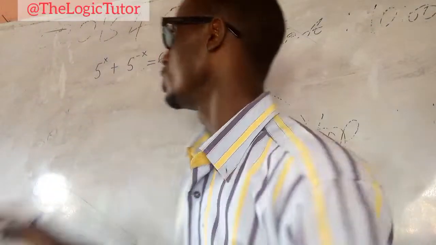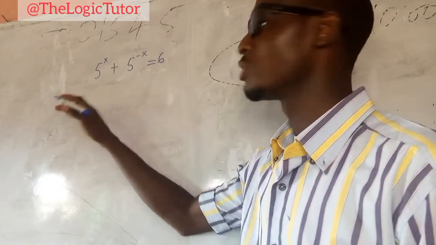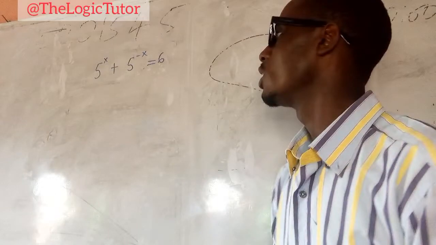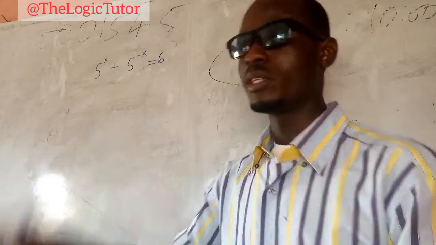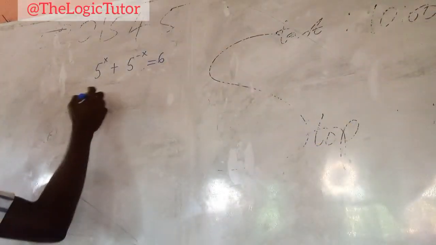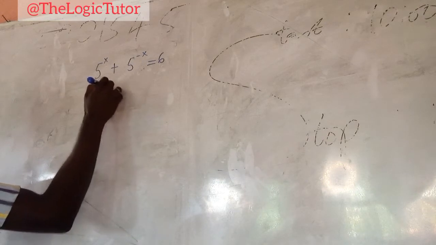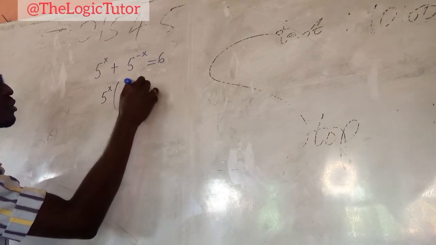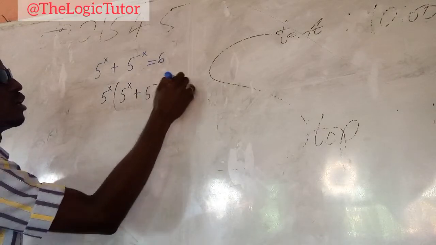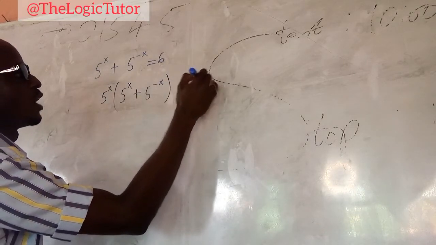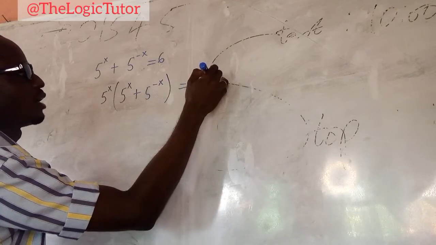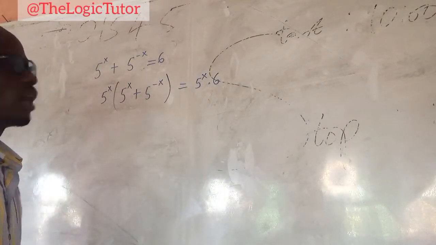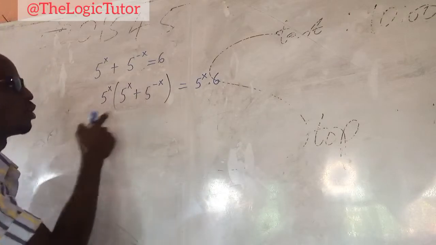The first step is you can multiply both sides by 5 raised to the power x. If I do that, I will have 5 raised to the power x into bracket 5 raised to the power x plus 5 raised to the power minus x, all equals 5 raised to the power x multiplied by 6. Good.